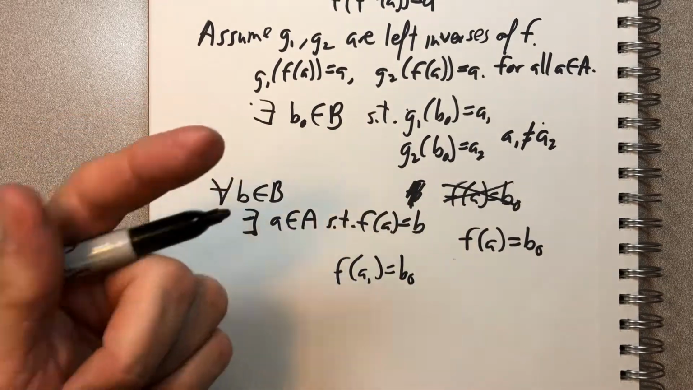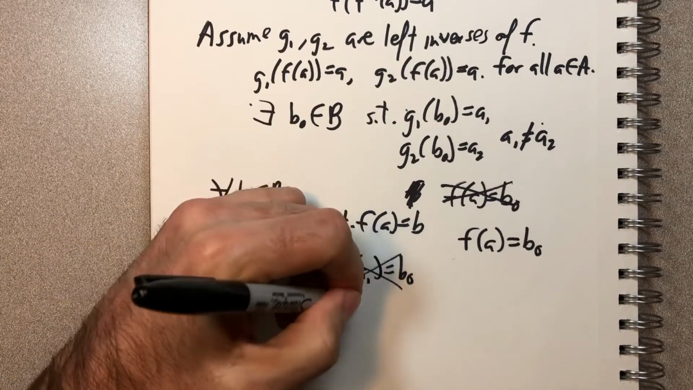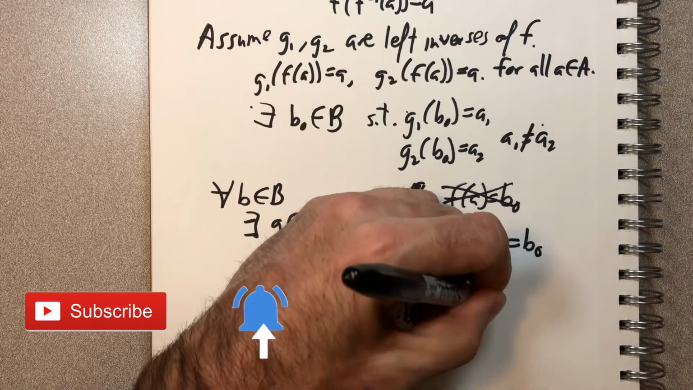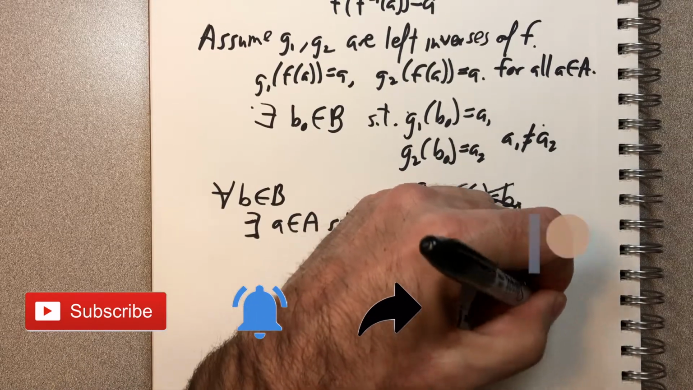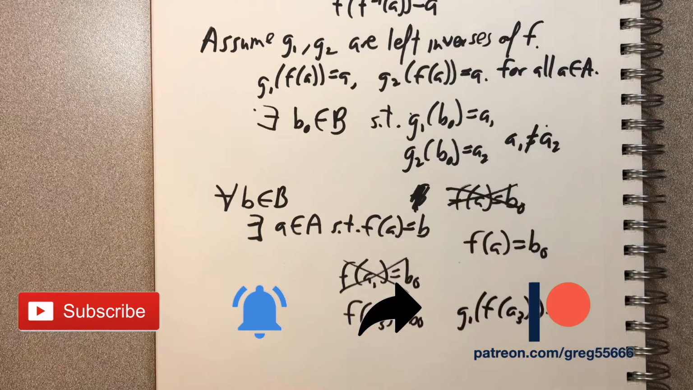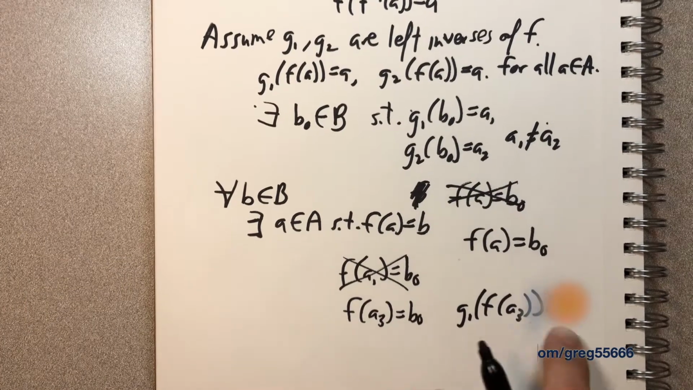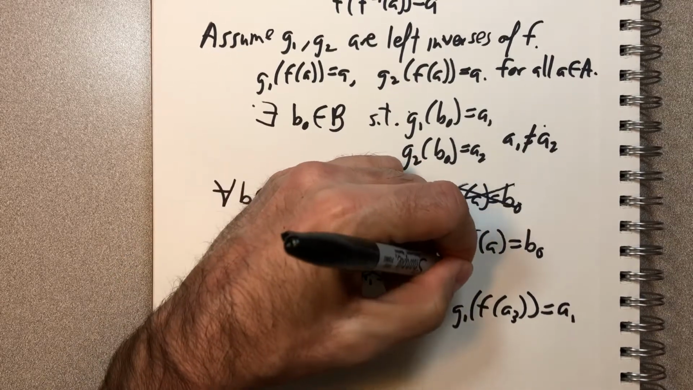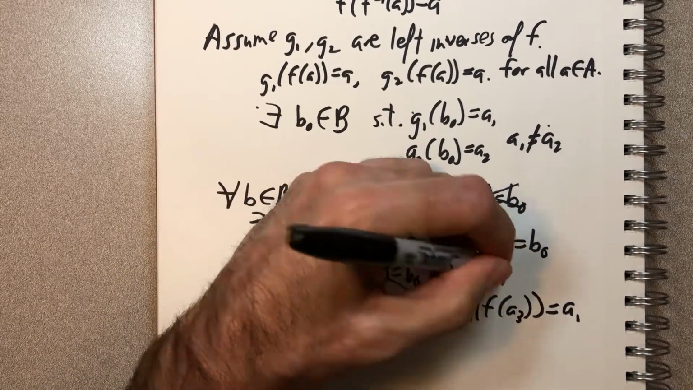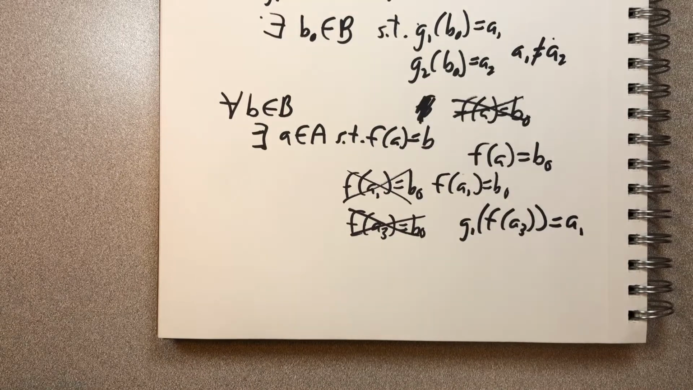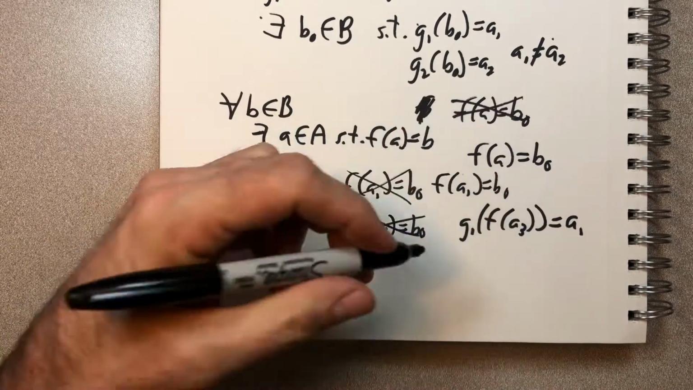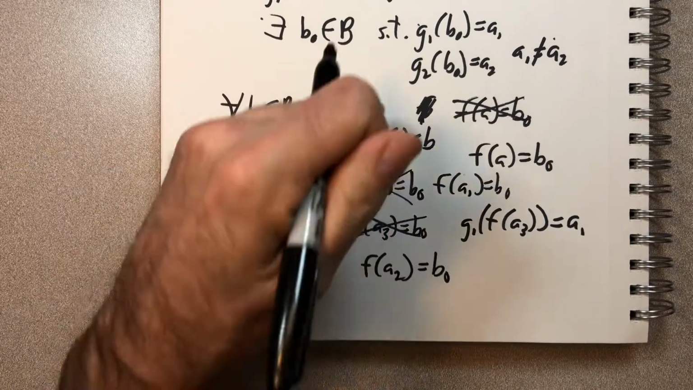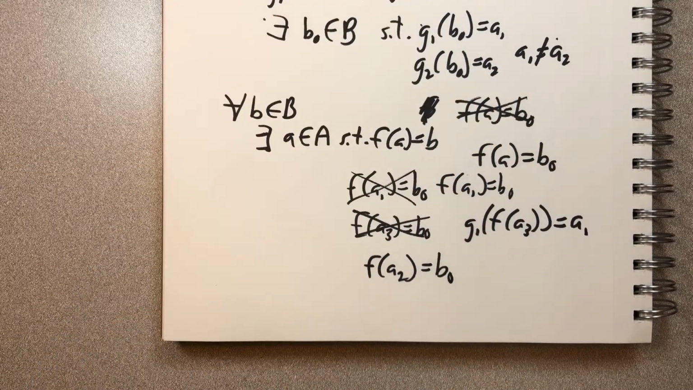Because if it was some other element, so let's say instead that f of a3 equals b0, but then that means that g1 of f of a3 equals a1. And if that's the case, then g1 is not an inverse. So this can't be true, so it has to be that f of a1 equals b0, right? But the exact same argument applies to this one. f of a2 has to equal b0 because otherwise g2 won't be a left inverse of f.